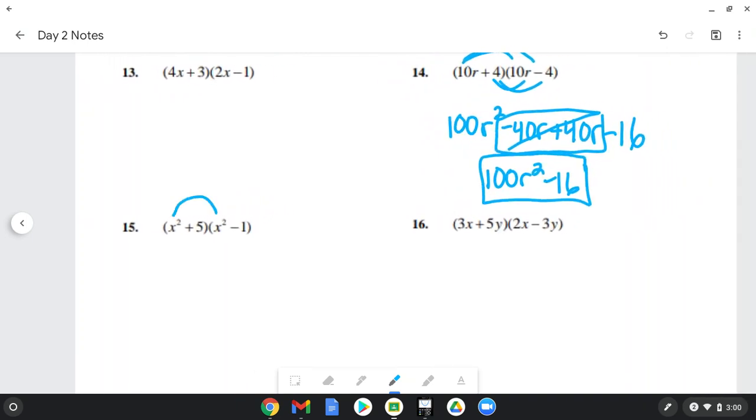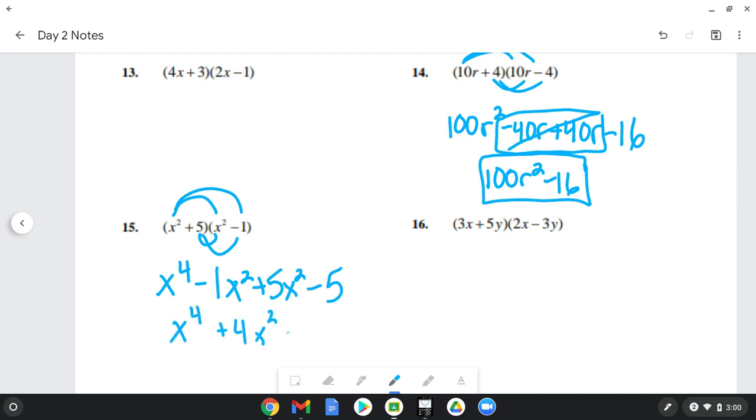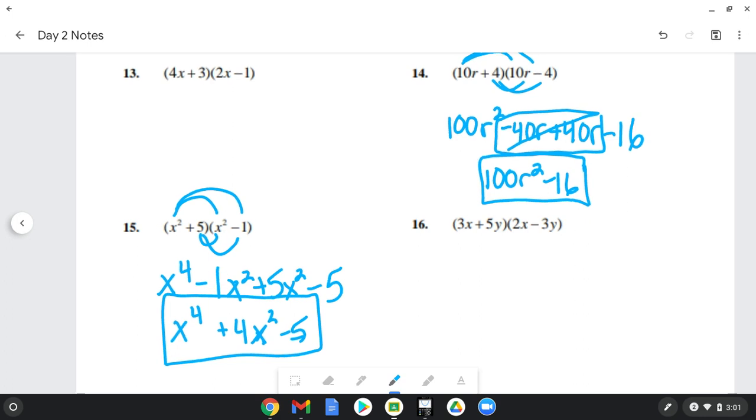Number 15, if we multiply by both and the 5 by both, we get x to the 4th power because 2 plus 2 gives me 4. And then x squared times negative 1 is negative 1x squared. And then 5 times x squared is plus 5x squared. And then 5 times negative 1 is minus 5. If I combine like terms, I get x to the fourth plus 4x squared minus 5. And that would be my final answer after I combine like terms. And then the last one that we're going to do is 16.